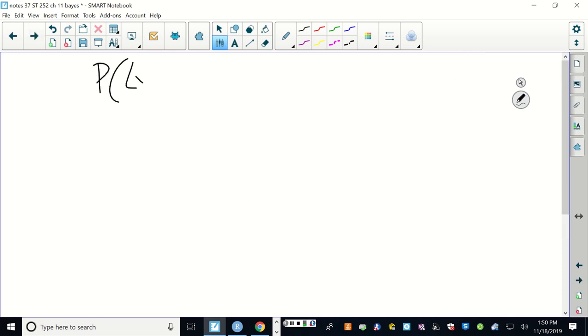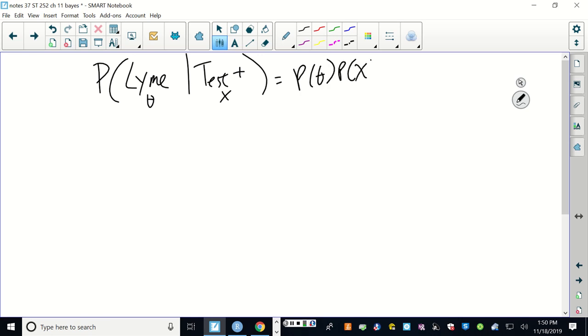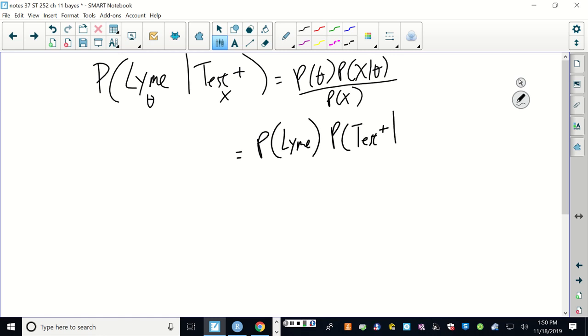What's the probability that a tick has Lyme disease? That's like theta, the parameter, given that we test positive. And this is like our data x. It's reversing it and giving us the probability that we really want. So Bayes' theorem says it's the probability of theta, times the probability of x given theta, over the probability of x. In this language, it's the probability that there is Lyme disease, times the probability of test positive given Lyme disease, over the probability of test positive.